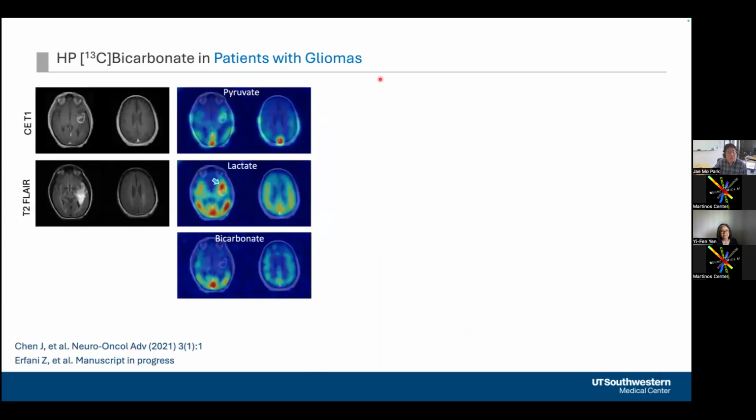And this is the final data that I'm going to show. So we are also doing patients with gliomas. This one is showing a high-grade glioblastoma patient here. And then the pyruvate perfusion was higher and the lactate signal was higher, but the bicarbonate signal completely disappeared around the tumor.